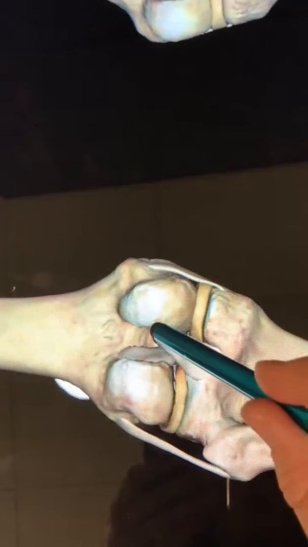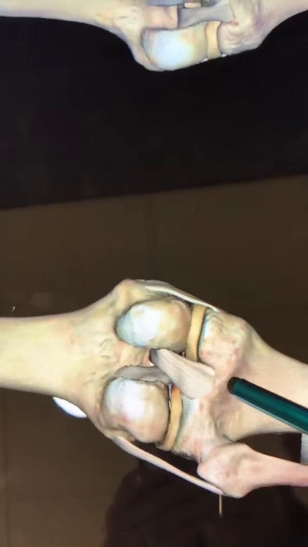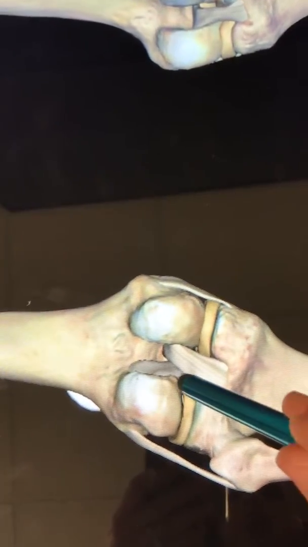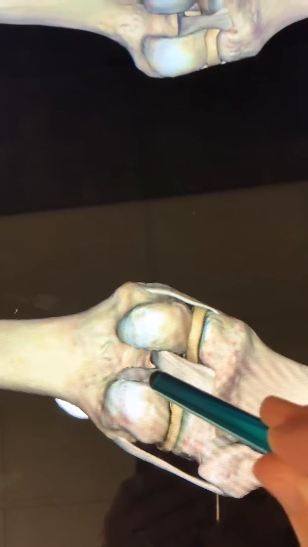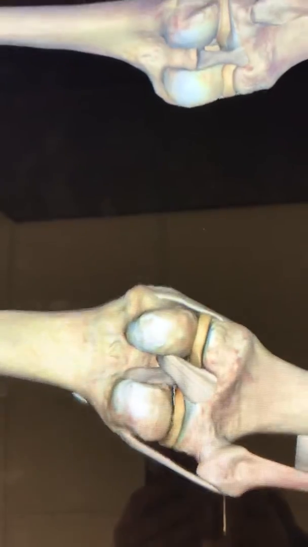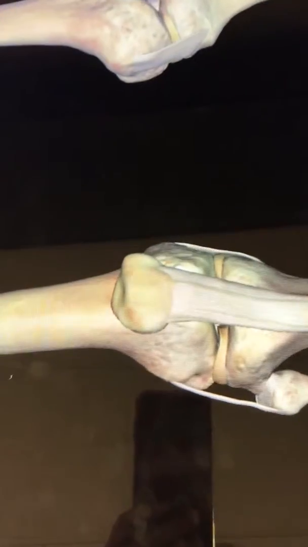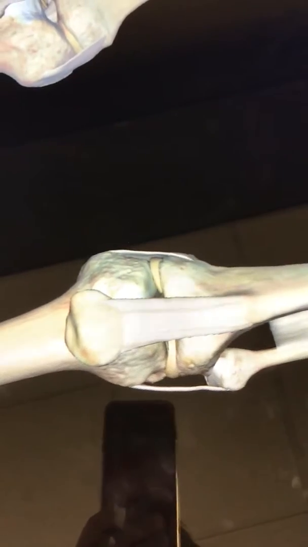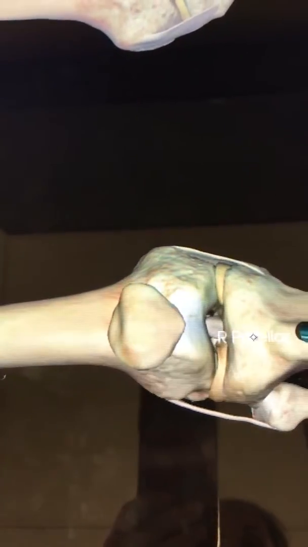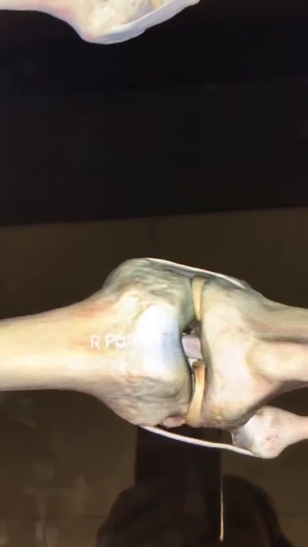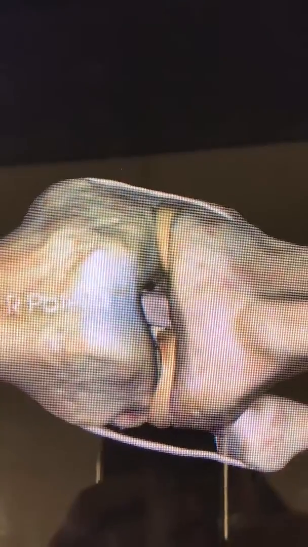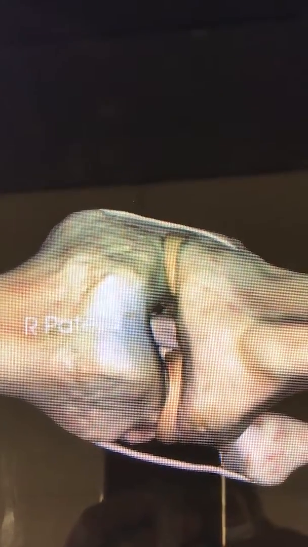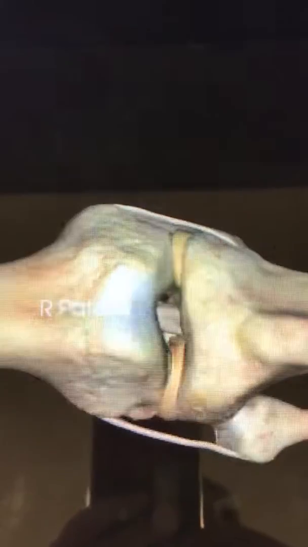But what you can see very clearly now is the PCL. So that's your posterior cruciate ligament. And you can see the anterior cruciate ligament here that crosses in front. Let me rotate this back. If I remove some structures, so if we remove the patellar tendon and we remove the patella itself, you've got a view now of the ACL from the anterior view. Okay.